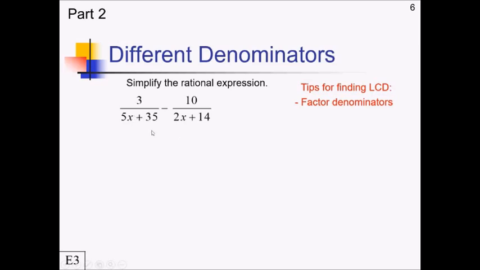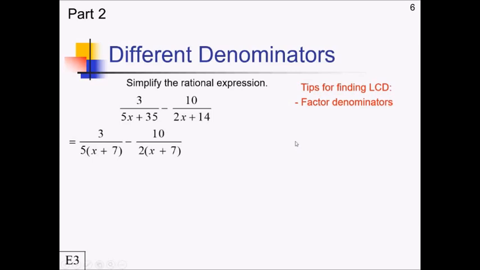So we can factor pretty much everything in the denominators here. This first one we can take out a 5. That leaves us with an x plus 7. And for this other one we can take out a 2, which fortunately also leaves us with an x plus 7. So it helps that we have some of the same factors.